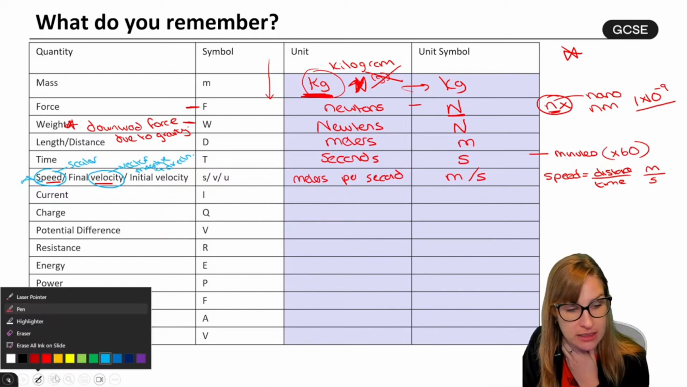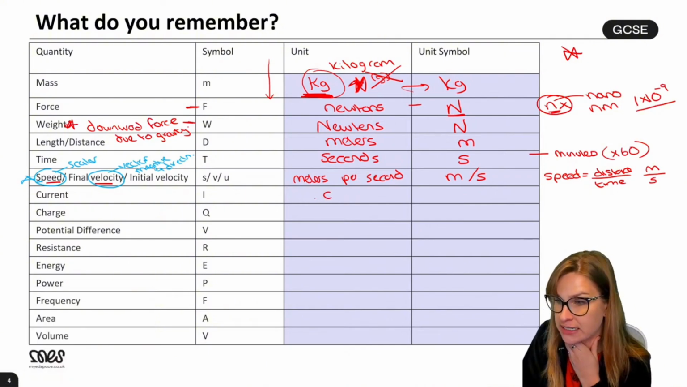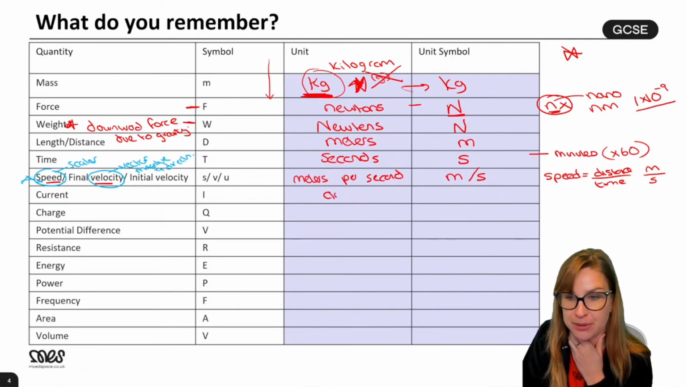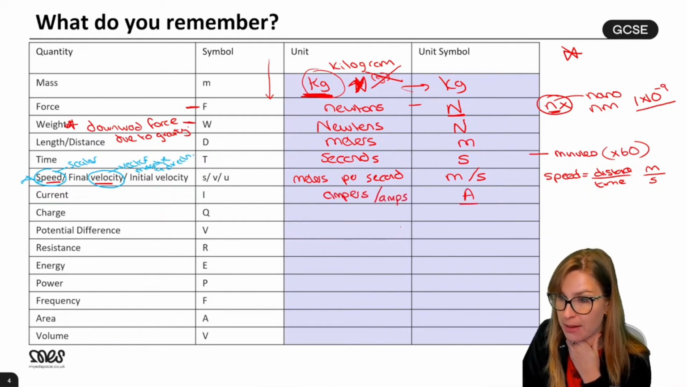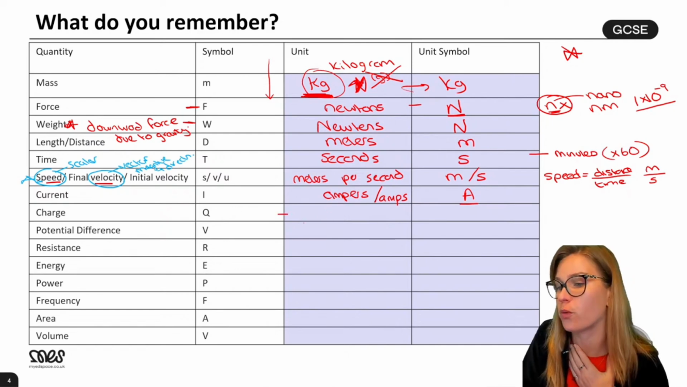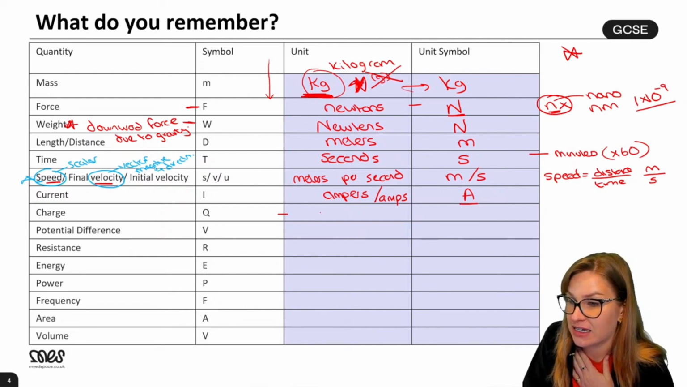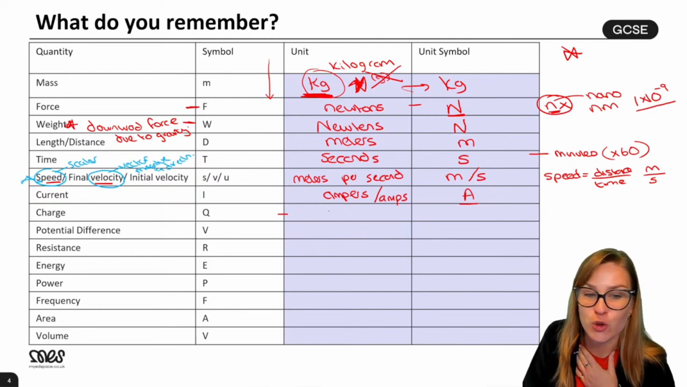Okay, what is the unit for current? Yeah, amperes. And we use a capital A. You can say amps if you want, that's fine, just make sure you know it's a capital A. What about charge? What unit do we measure charge in? There's a nice equation to help you remember this one. Yes, it's coulombs.